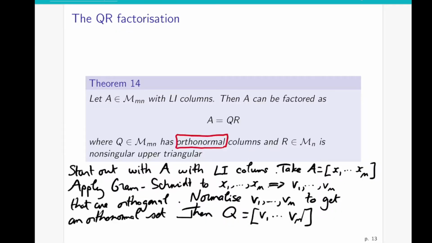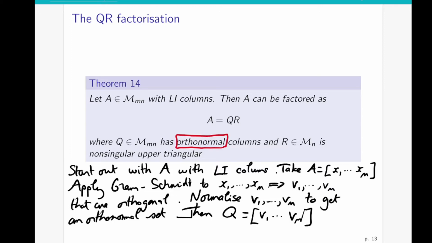Here, let me go back to this procedure. So we start out, this is what we need to do to get the QR factorization. We start out with A, we apply Gram-Schmidt to the columns of A to get orthogonal columns, okay. Take your matrix A, apply Gram-Schmidt to the columns, get orthogonal columns, normalize, get orthonormal columns, and put them in Q.